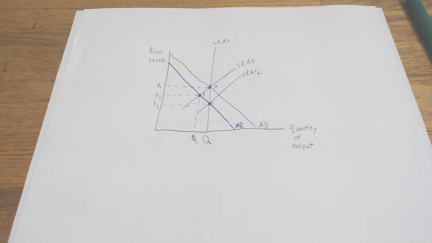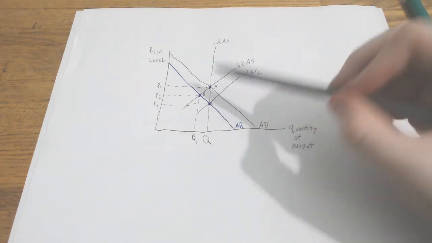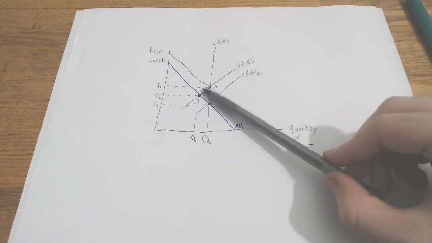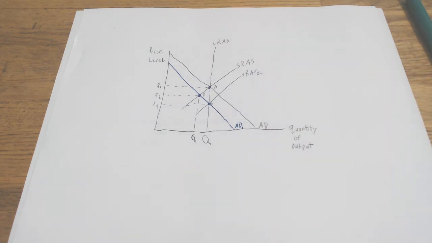If policymakers react quick enough to the contraction, they can increase money supply. And when they increase money supply, it's going to stimulate demand. It's going to increase investment, increase consumption. And that can push the aggregate demand back closer here. So we might be at this point instead. And it's quicker to get back to the natural rate of output.